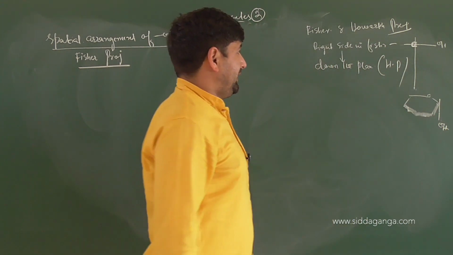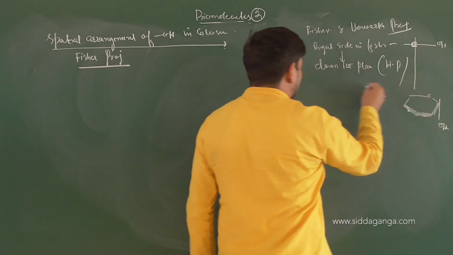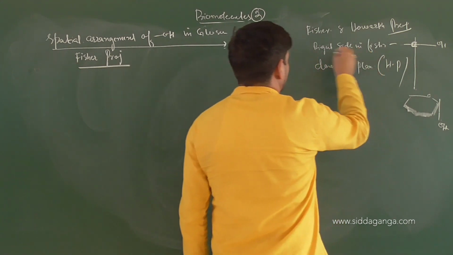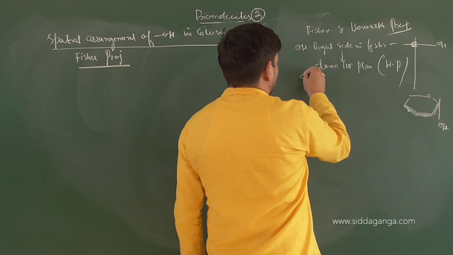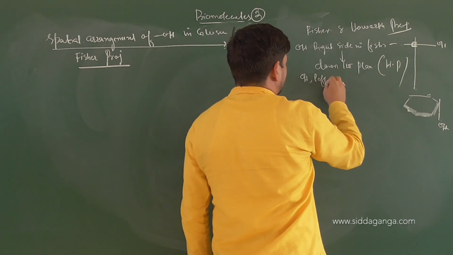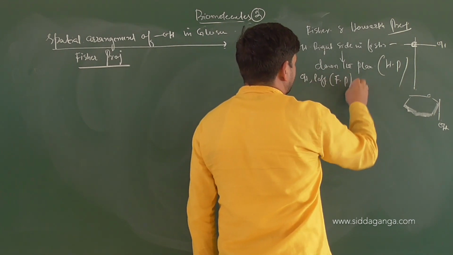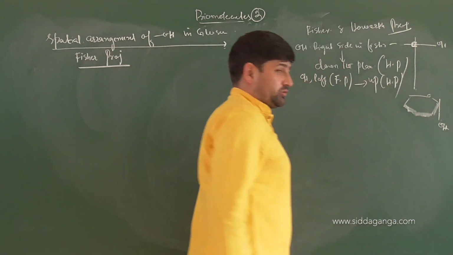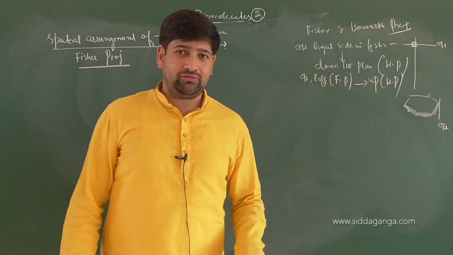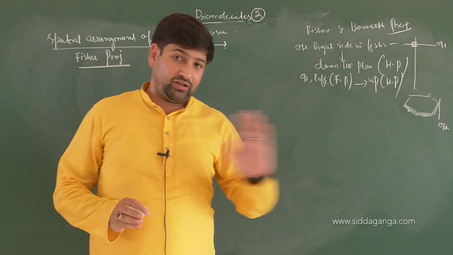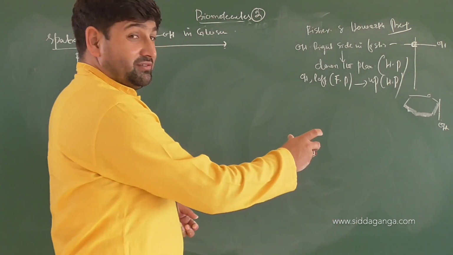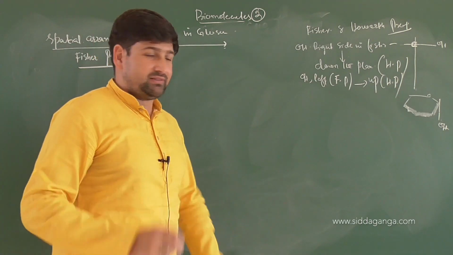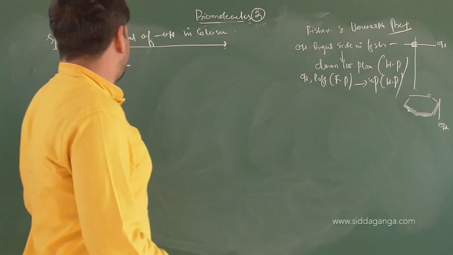Am I clear? And naturally, OH on the left side in the Fischer projection means upwards in the Haworth projection. So on the right it's down, on the left it's up. Is it clear? Basic projection, we'll have a discussion on that.